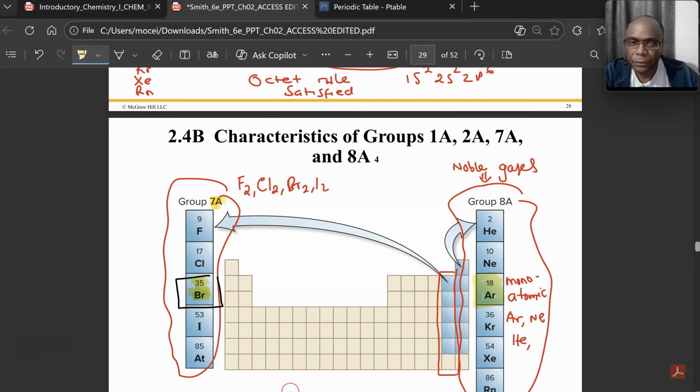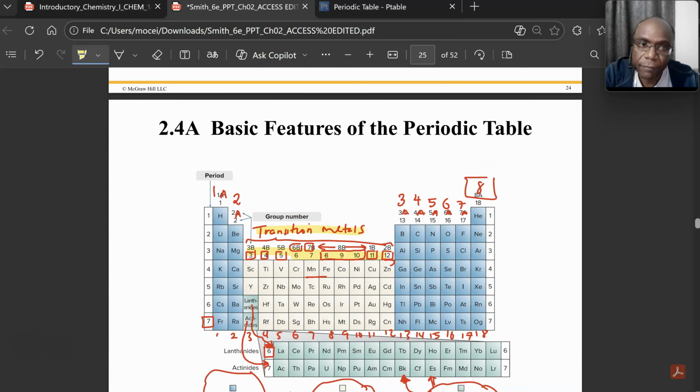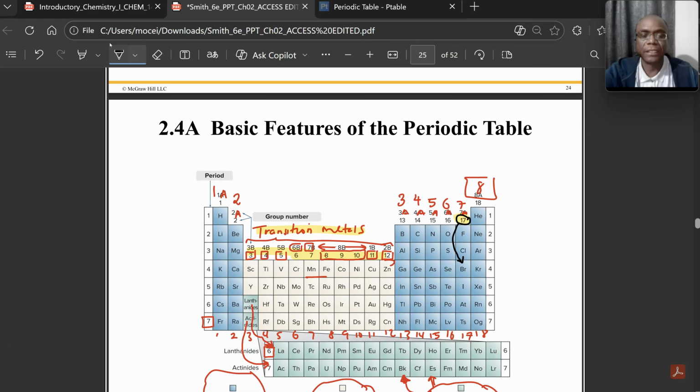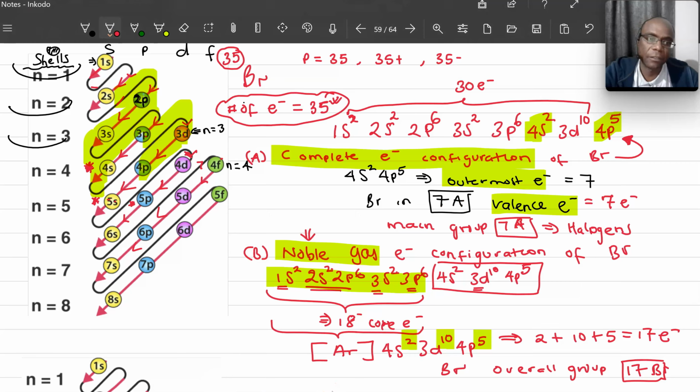Let's look at your periodic table. You see how it's written 17 right there? Here, it's 17, and that's where the bromine is found. So again, including the 3d, you can tell that bromine is found in overall group 17 and main group 7. Main group 7 is decided based on the number of electrons in the outermost shell, 4s and 4p. So I've shown you two things: how to write the complete electronic configuration, and the noble gas configuration. Let me do one more here.